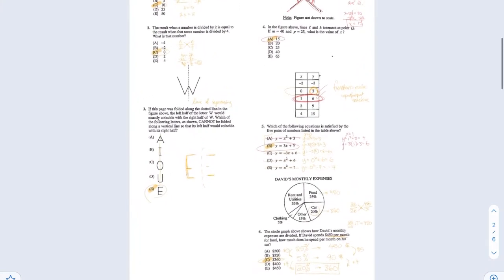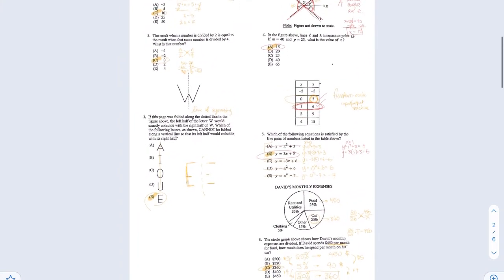All right, and here's the summary for this first page.